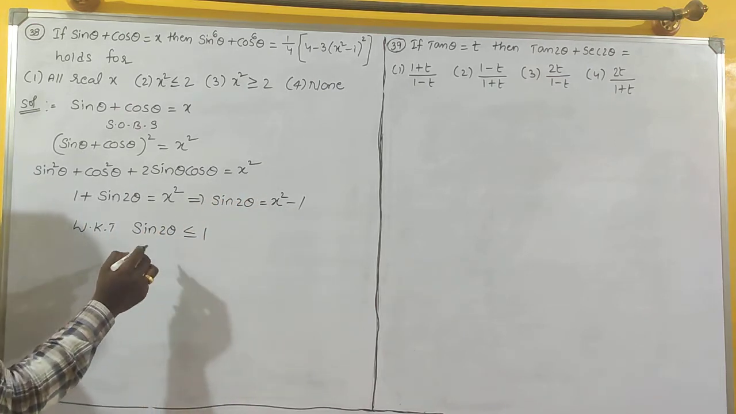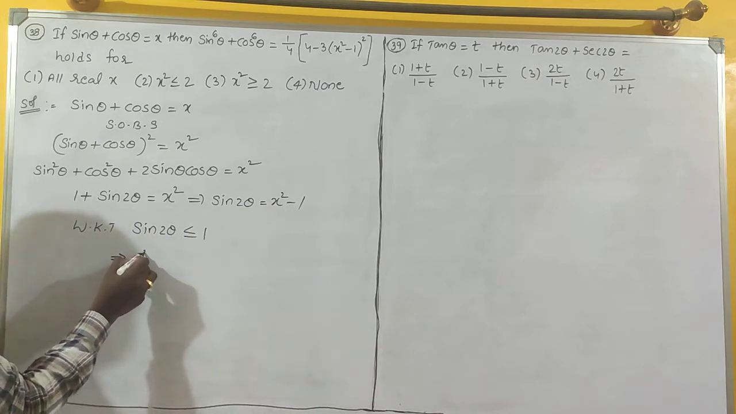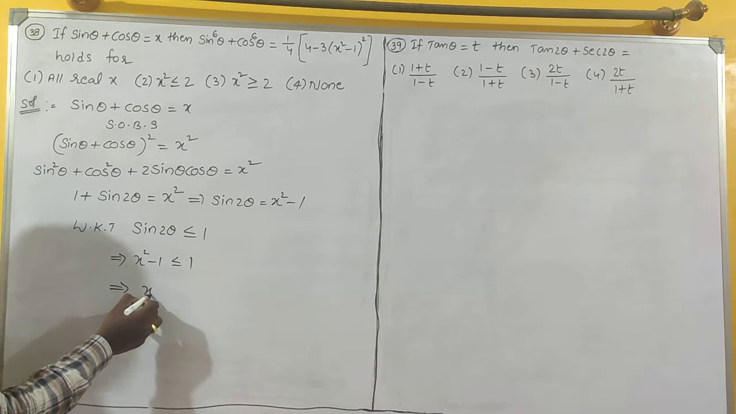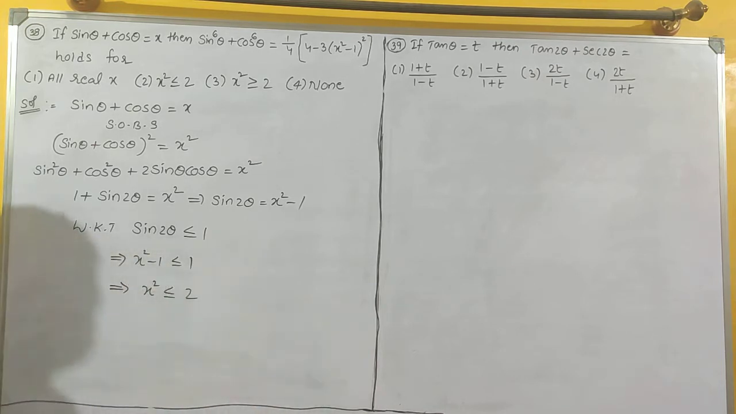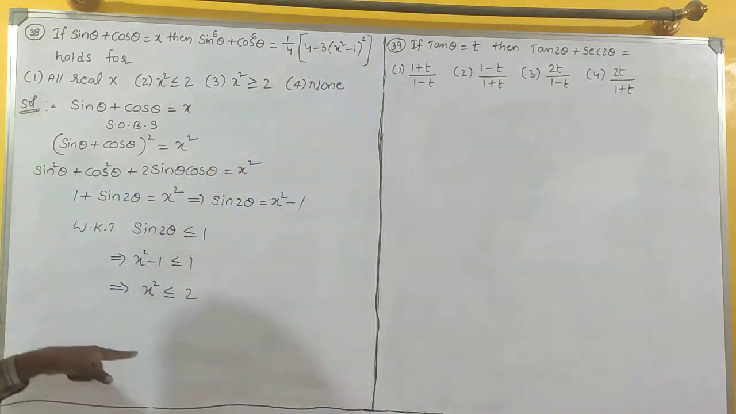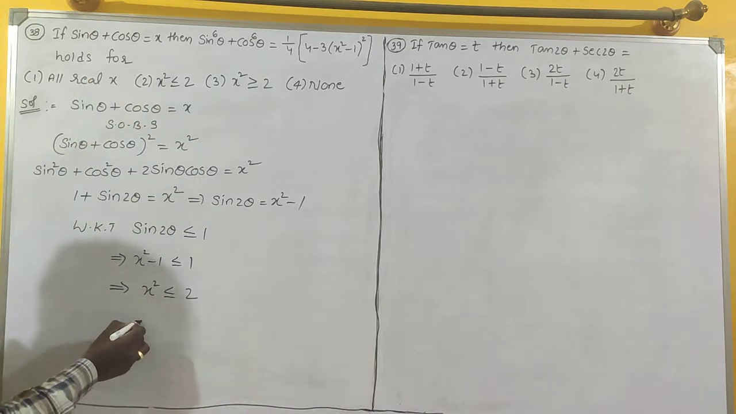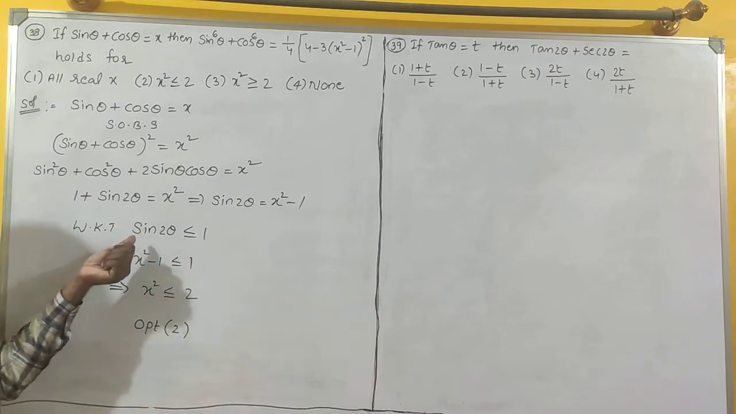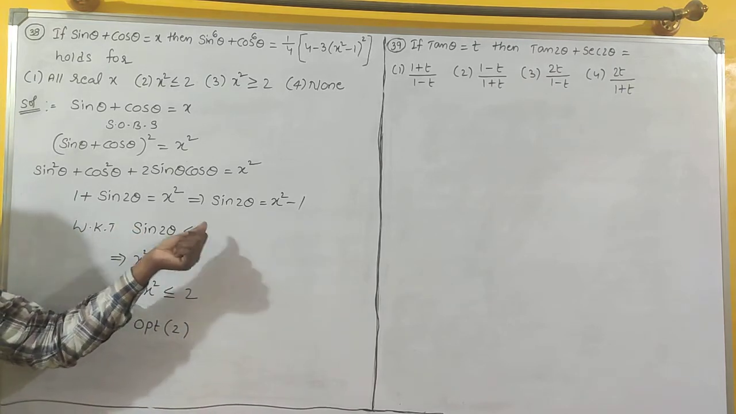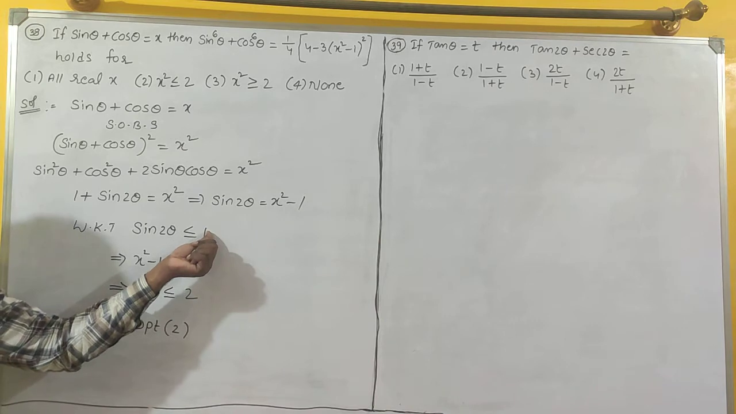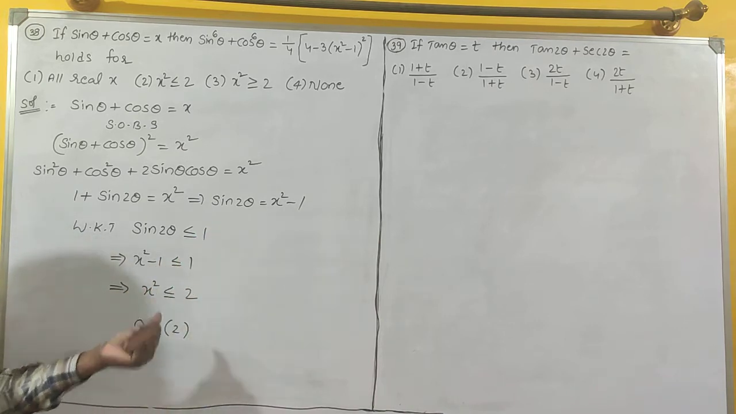That implies in place of sin 2 theta I can write like this, x square minus 1 less than or equals to 1. If you send minus 1 that side becomes plus 1, 1 plus 1 is 2. That implies x square is less than or equals to 2. If you simplify this, you will get this only. Now x square less than or equals to 2 is given already. That's why I can take directly, that is option 2. Understood this condition? The maximum value of sin is 1. Sin value is always from minus 1 to plus 1. That's why maximum value is plus 1. Then finally we got the condition.